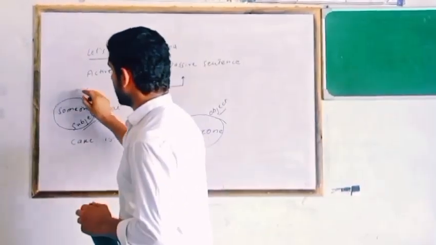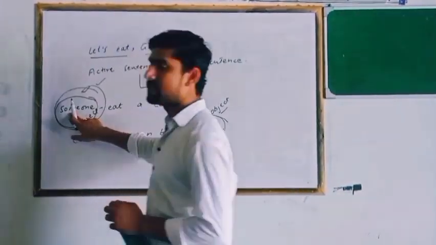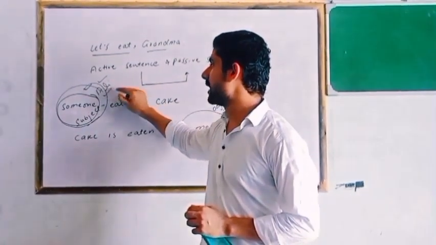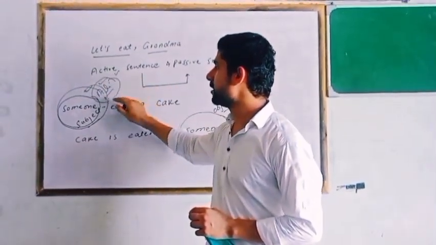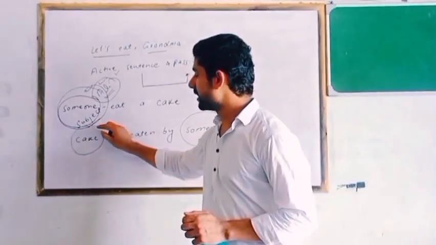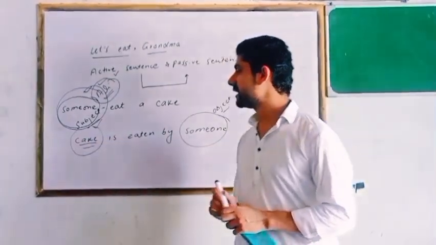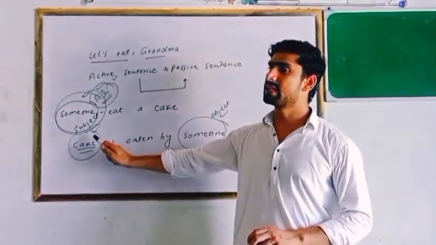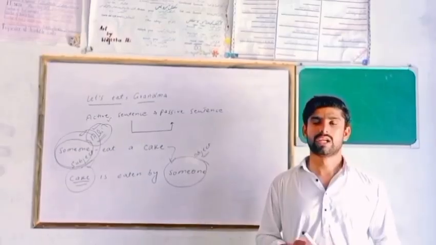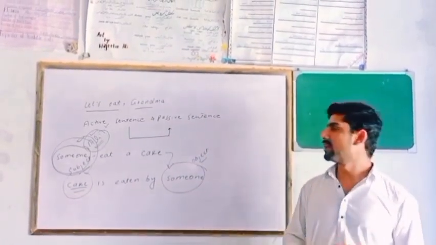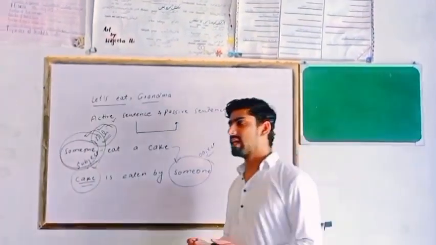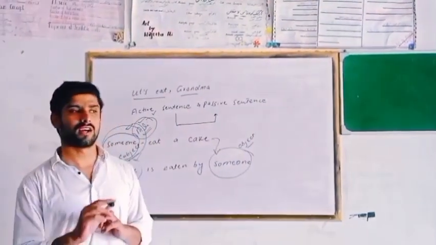Because at first sentence we were stressing the importance of the subject, and that was someone. For example, instead of someone we use Ali. So we were stressing on the importance of Ali, on the doer of the action. But when we are stressing on the importance of the object or the receiver of the action, we use the object at first of the sentence. Okay? So dear students, in today's lesson we are going to learn how to convert an active sentence into passive sentence. So before we begin our lesson for the day, I am going to tell you a story.